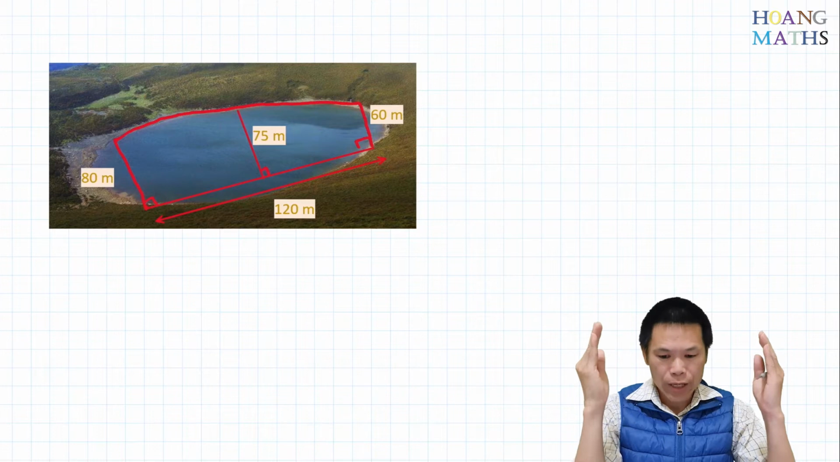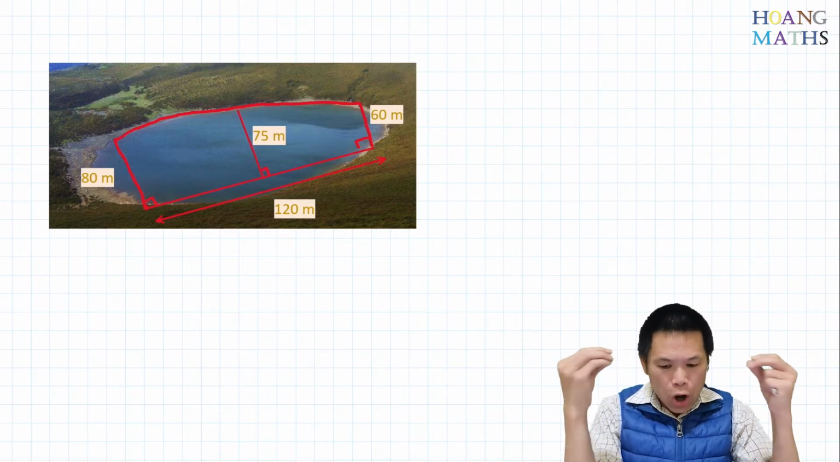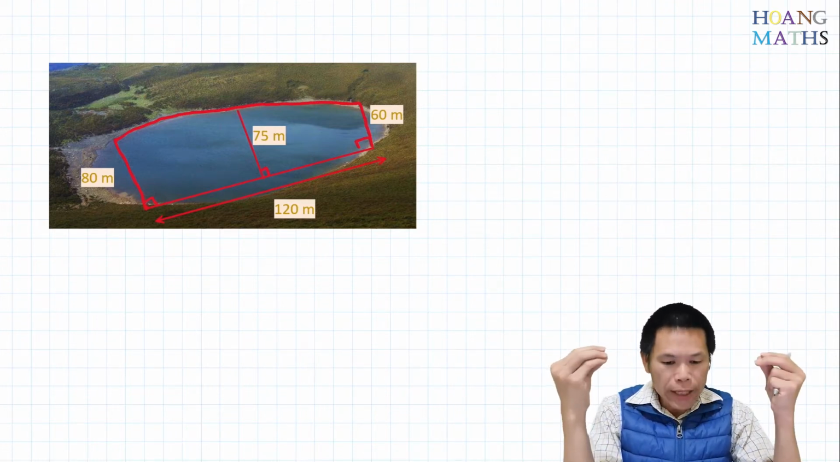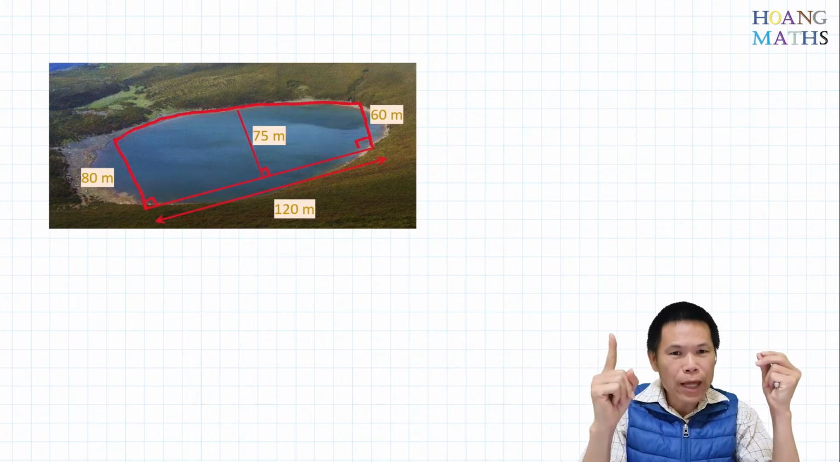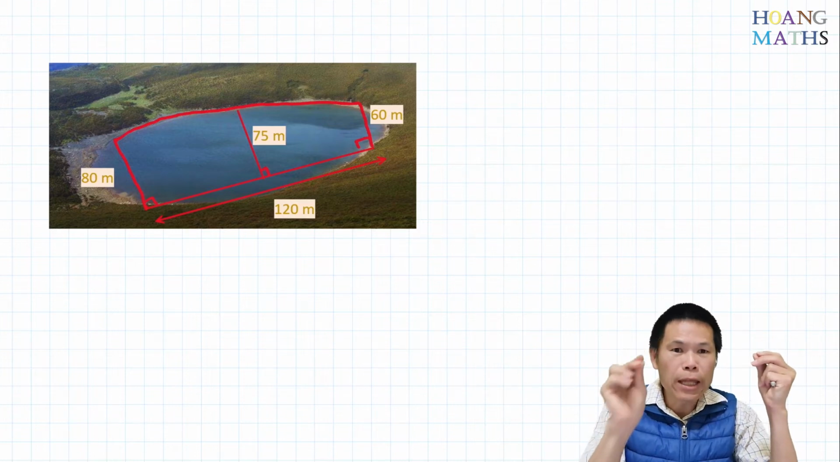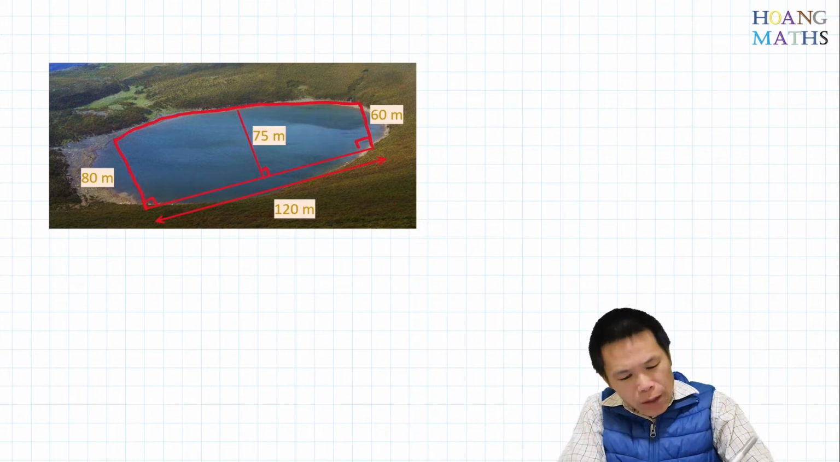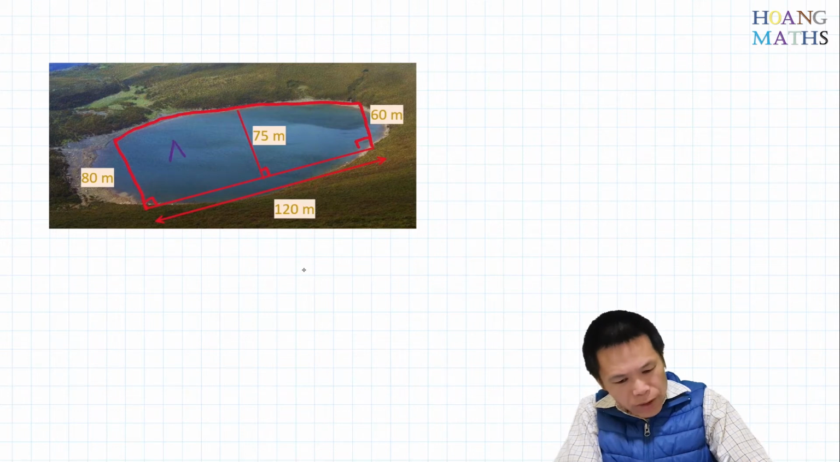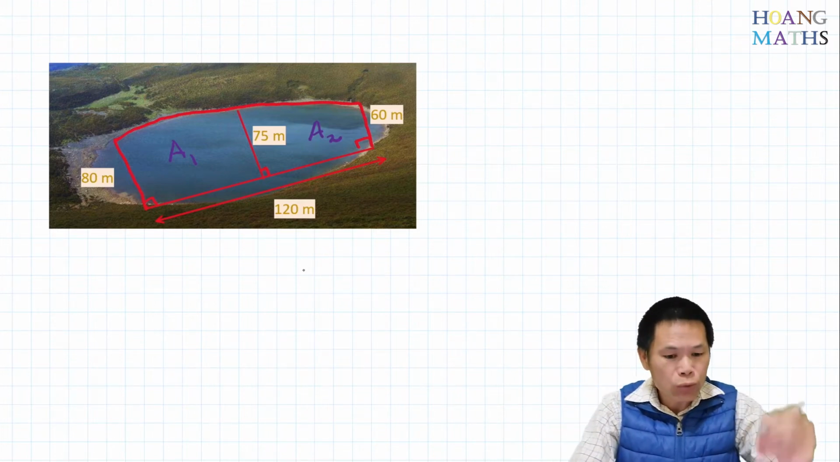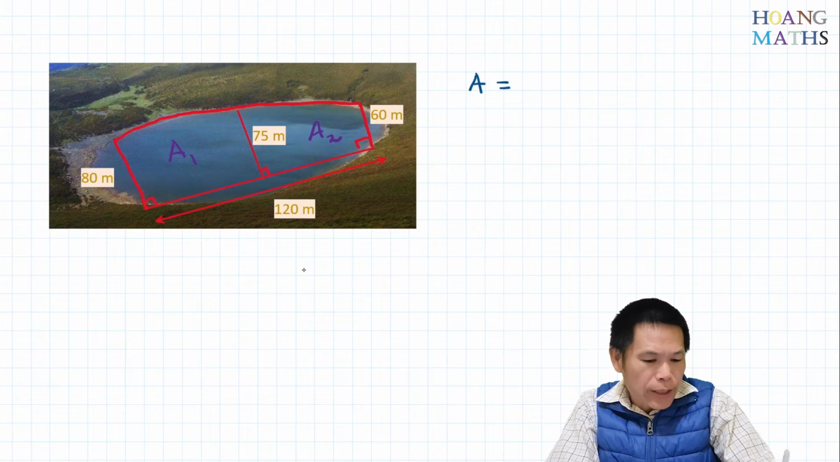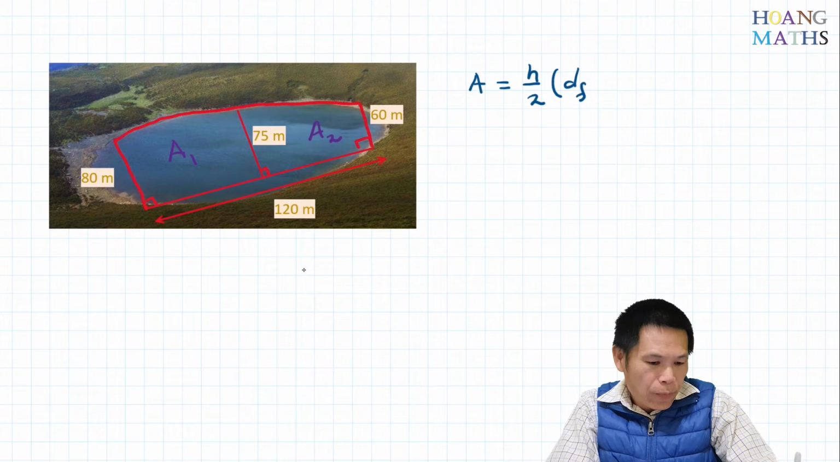Now, second one, to work out the area of this pond here, or this lake, if you like. So we have two areas, okay? We need to work out area 1, and then area 2, and then we add them up. So let's name this area 1, it doesn't matter which one you name first, and this is area 2. We know that area using trapezoidal rule is h over 2, D first plus D last.